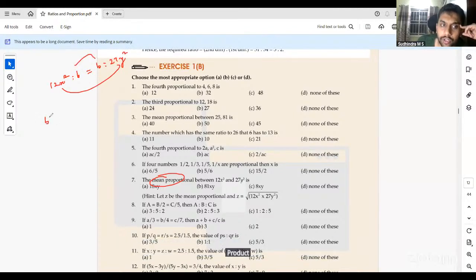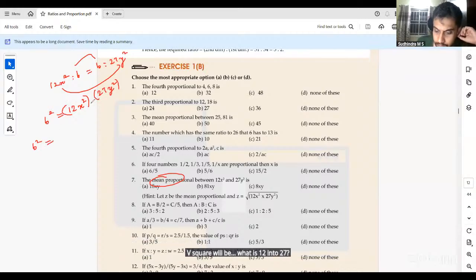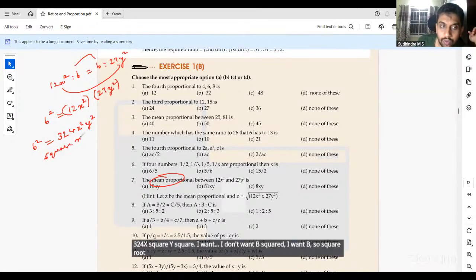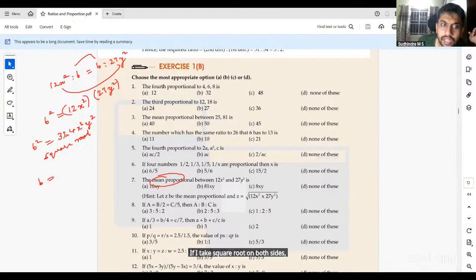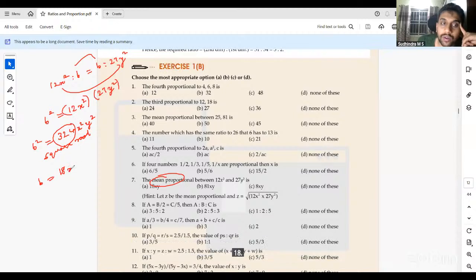Product of extremes is equal to product of means. B square is equal to 12x square into 27y square. B square will be, what is 12 into 27? 324 x square y square. I don't want b square, I want b. So if I take square root on both sides, b square root is b. 324 square root is 18. X square root is x. Y square root is y. 18xy is the answer. Is that clear?